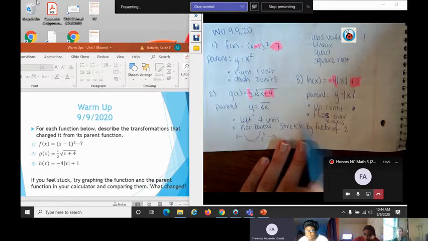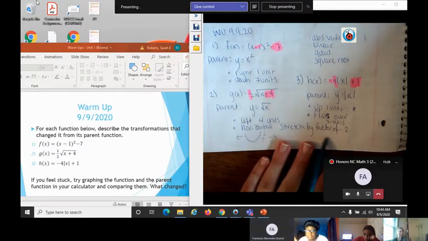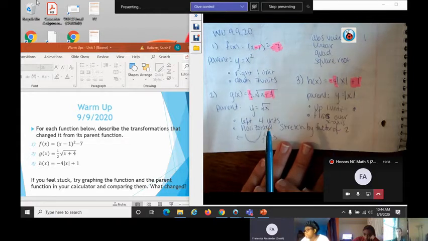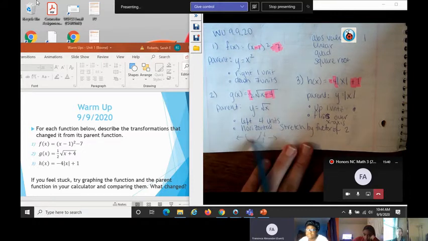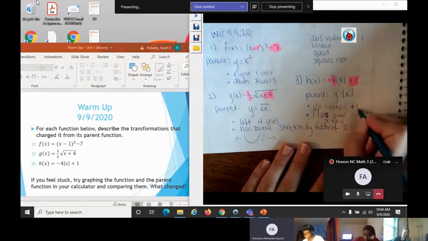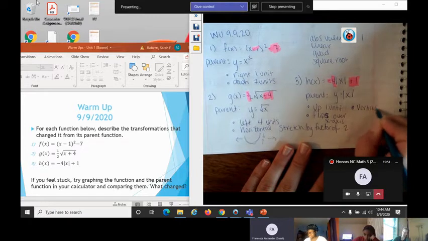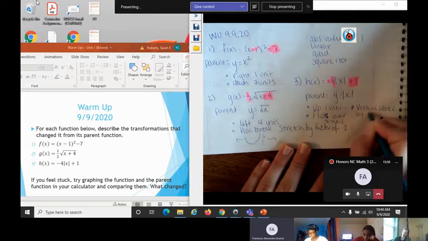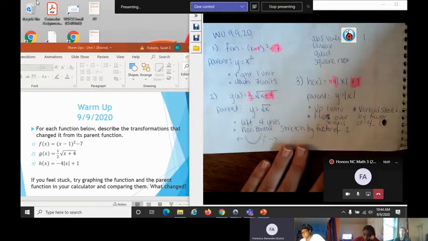It's kind of like the 1/2 over here, but this one's a whole number. I have the word, but I don't know how to say it. So instead of a horizontal stretch, it's going to be a vertical stretch by a factor of 4. Okay, sorry, I got sloppy there.